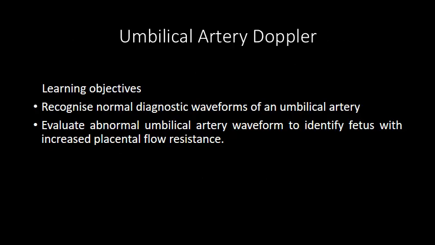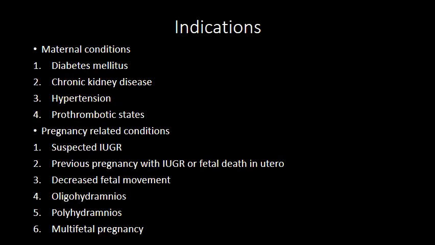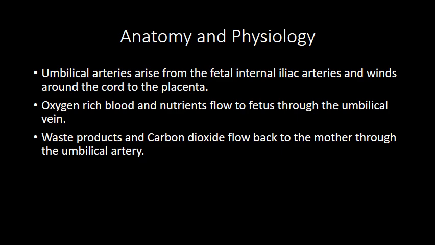To start with, learning objectives are to recognize normal diagnostic waveforms of an umbilical artery, and evaluate abnormal umbilical artery waveform to identify fetus with increased placental flow resistance. Its indications are maternal conditions: diabetes mellitus, chronic kidney disease, hypertension, prothrombotic states. In pregnancy-related conditions: suspected IUGR, previous pregnancy with IUGR or fetal death in utero, decreased fetal movements, oligohydramnios, polyhydramnios, and multifetal pregnancy.